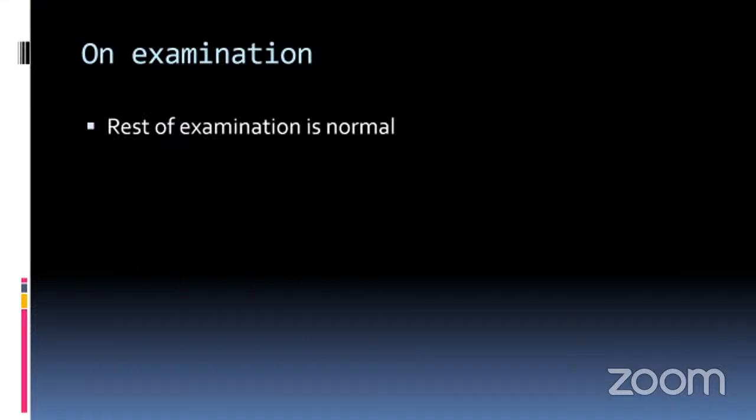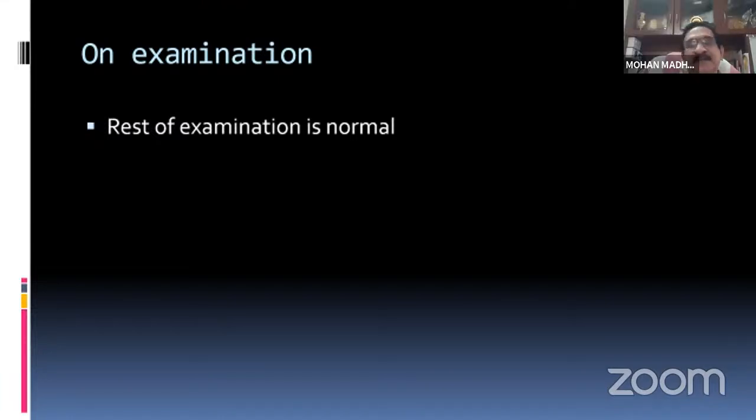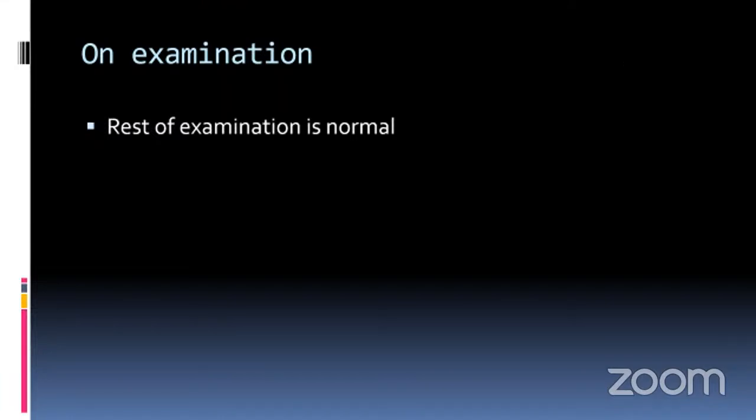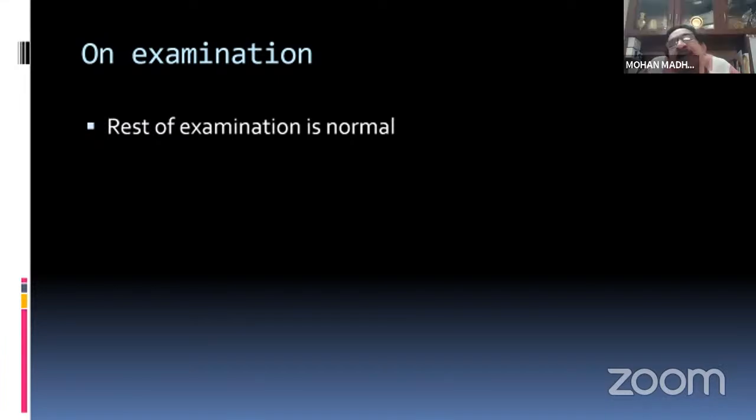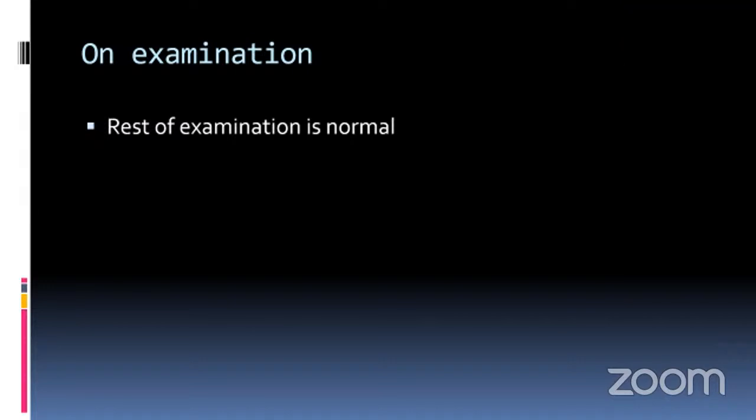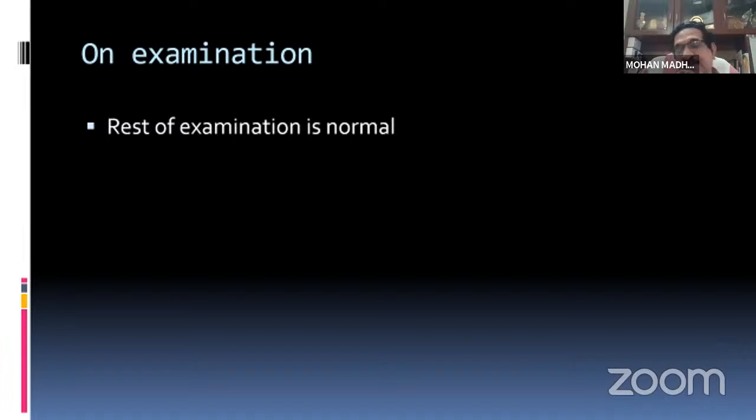You said myotonia? Myotonia is a very good question. Any perinatal insult in this case? No, perinatal insult is not there. Somebody was asking about PKD, paroxysmal kinesigenic dystonia. It sometimes occurs in the hand, sometimes in the lower limb.